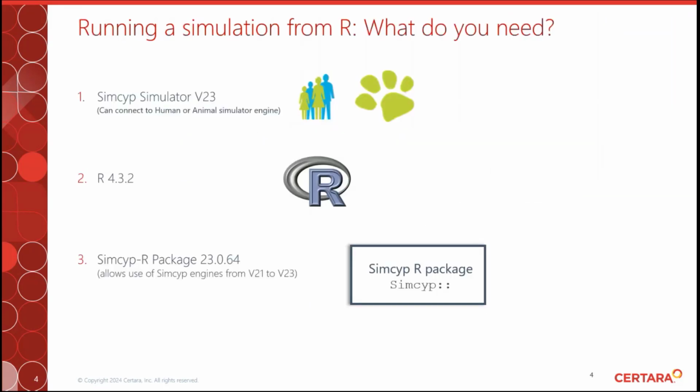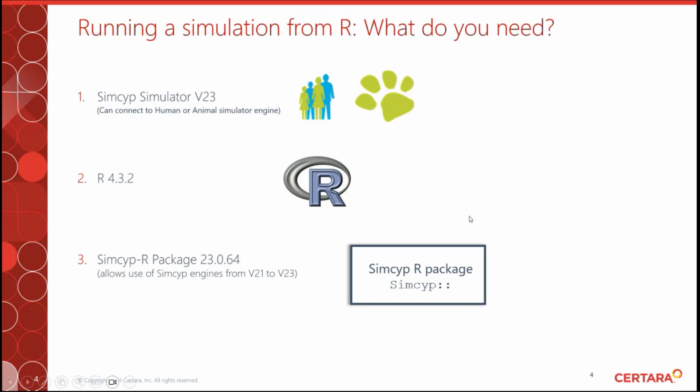Okay, to run a Simcyp simulation from R, what do you need? The first thing is that you will need to have the Simcyp Simulator version 23 on your local machine. The Simcyp-R package can connect to both the human simulator as well as the animal simulator engine. You would also need to have R installed on your local machine. The version that you will need is version 4.3.2. And finally, you need to have the Simcyp-R package on your machine.